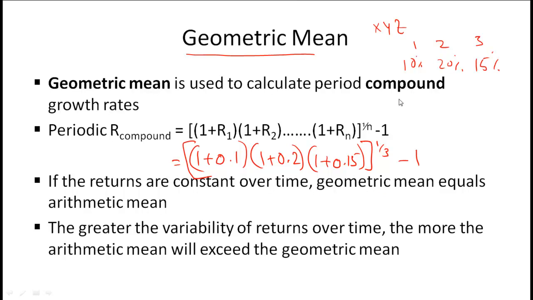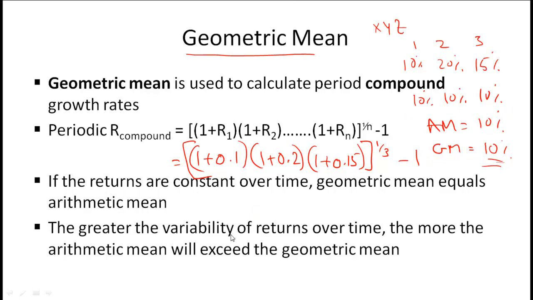So if you take this simple example, if your return was 10%, 10%, and 10%, then your arithmetic mean would be 10%, and the geometric mean would also be 10%, which you can verify by plugging in 10%, 10%, and 10%. You will get a geometric mean of 10%. The arithmetic mean is obviously 10%.